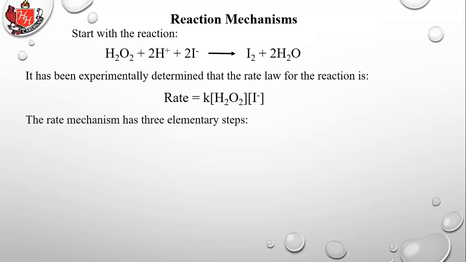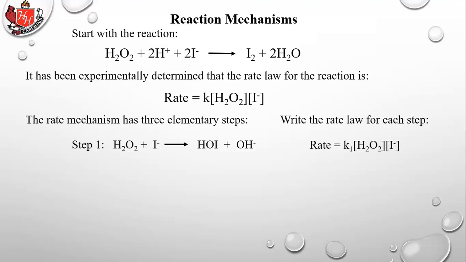The reaction mechanism has 3 elementary steps. So we're going to write each and the rate law for each step. The first step is to take the H2O2 plus one of the 2 iodide ions, and that produces HOI plus a hydroxide ion, OH minus. And you see the rate law on the right is rate equals K1 (that's because it's the rate constant for step 1 only) times the concentration of H2O2 times the concentration of I minus.